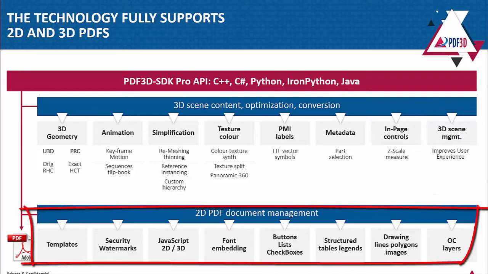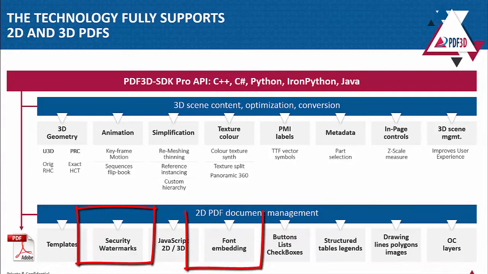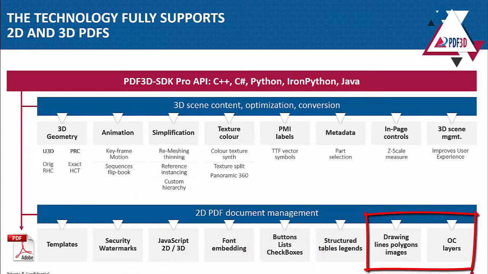In addition, all of the 2D PDF document management side can use templates, set up security, embed fonts, put rich features such as buttons, checkboxes, and other interactive elements on the page, and provide all the 2D drawing methods such as polygons, fills, patterns, transparent images, etc.